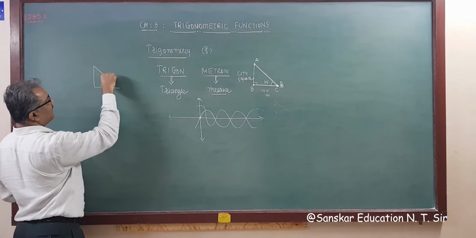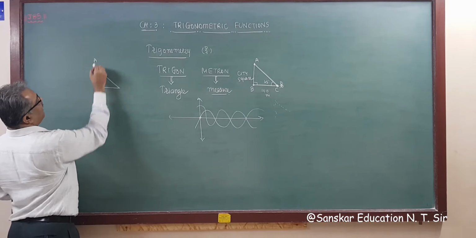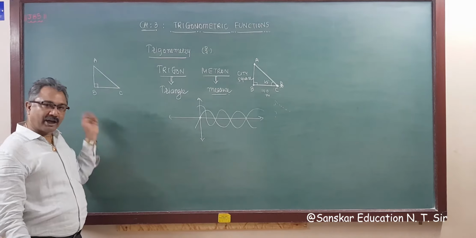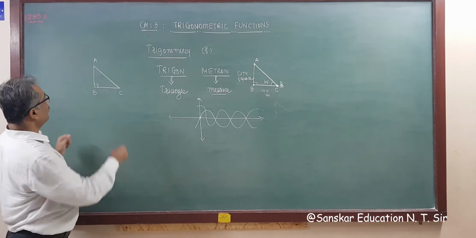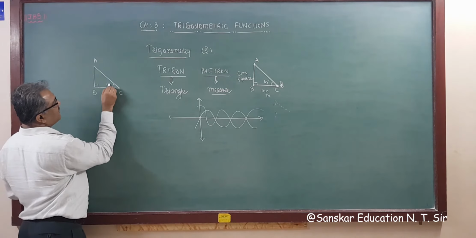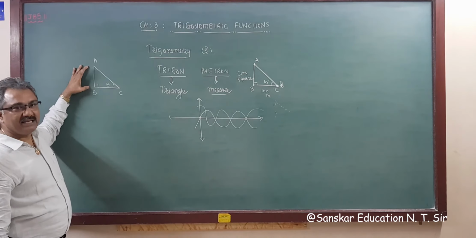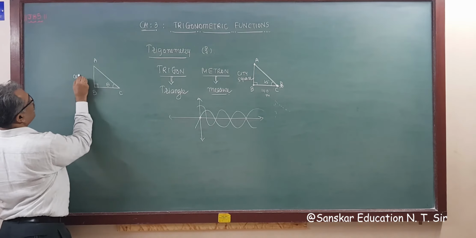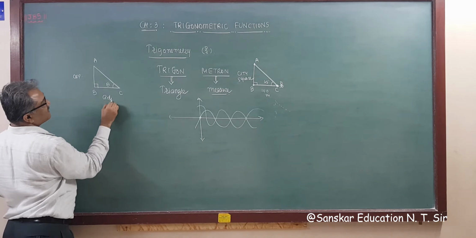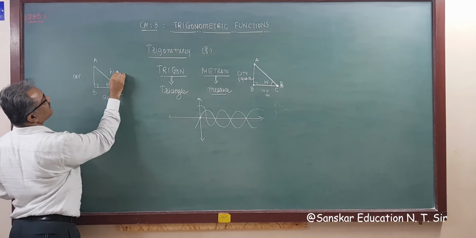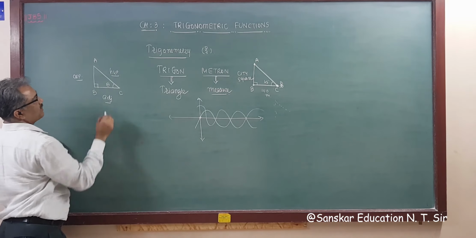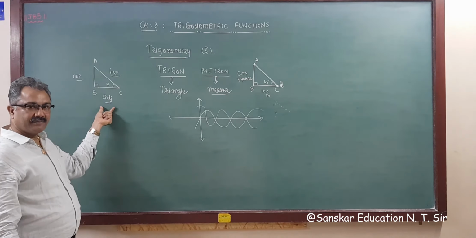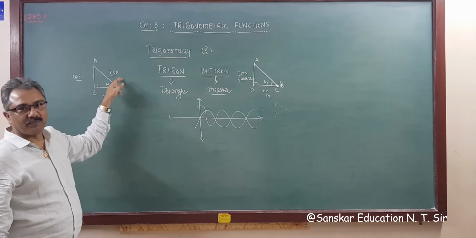So I am revising that. ABC is a right angle triangle, acute right angle triangle, right? So if we say this angle is theta, then this AB is the opposite side of this theta. This is your opposite side. This is the adjacent side, and this is the hypotenuse. So I am writing in short only. So this is with respect to this theta, or angle C. This is the adjacent side, this is the opposite side, and this is the hypotenuse.